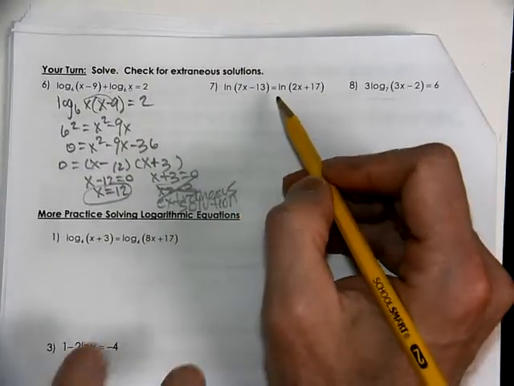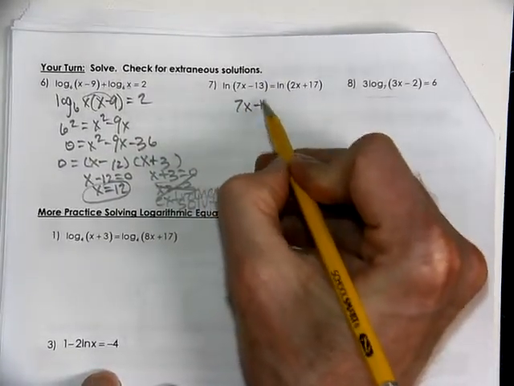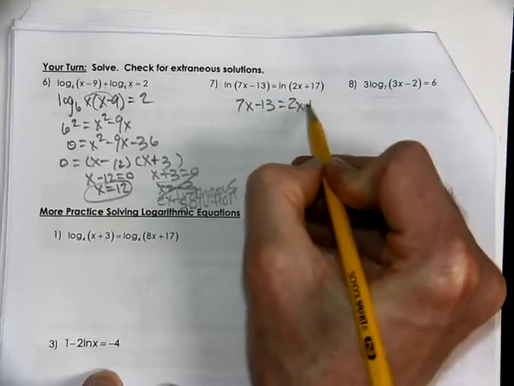Here we have two logarithms that equal each other, so we can just set our two expressions equal to each other.